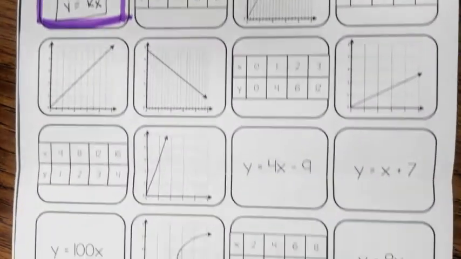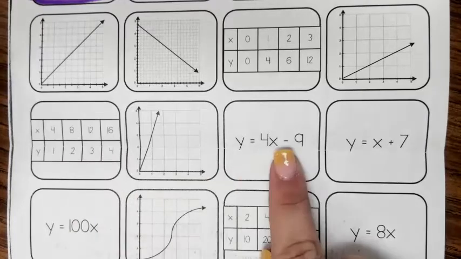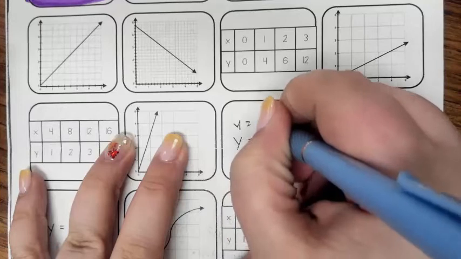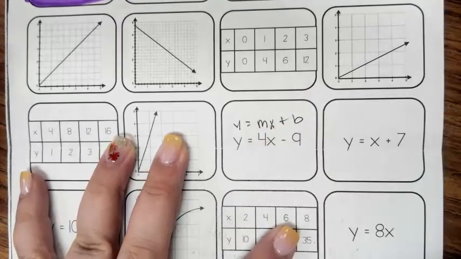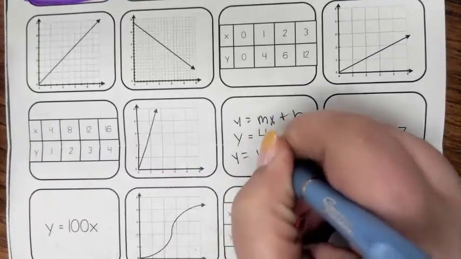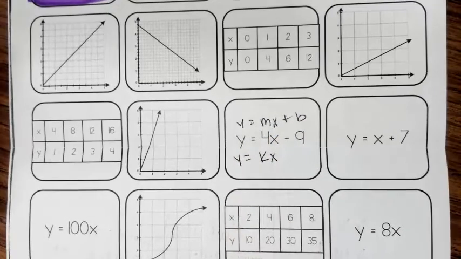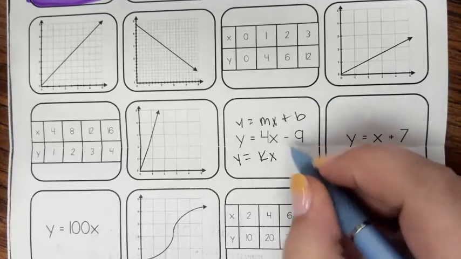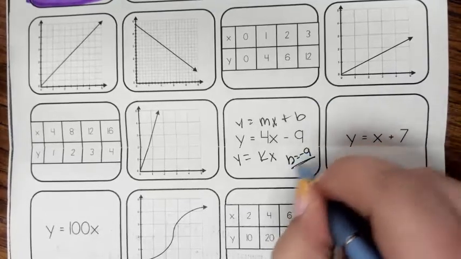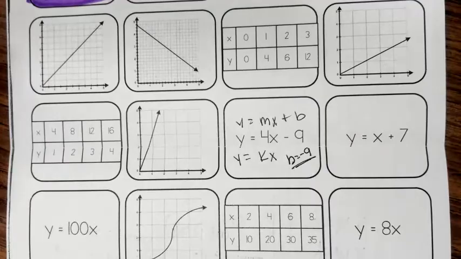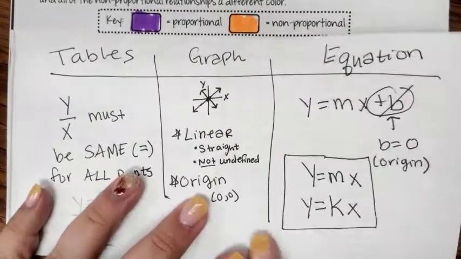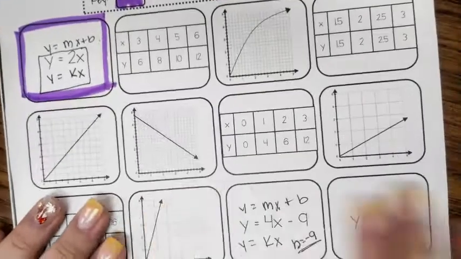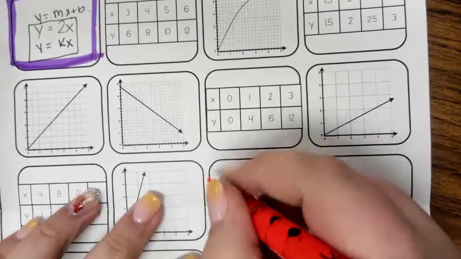Our next equation is in the third row, and it's the third column. I will write y equals mx plus b above the equation, and y equals kx below the equation. Now, this equation has a b value. B is -9, which means this is non-proportional because b should be 0. This is non-proportional. I'll color it yellow, or orange, sorry.